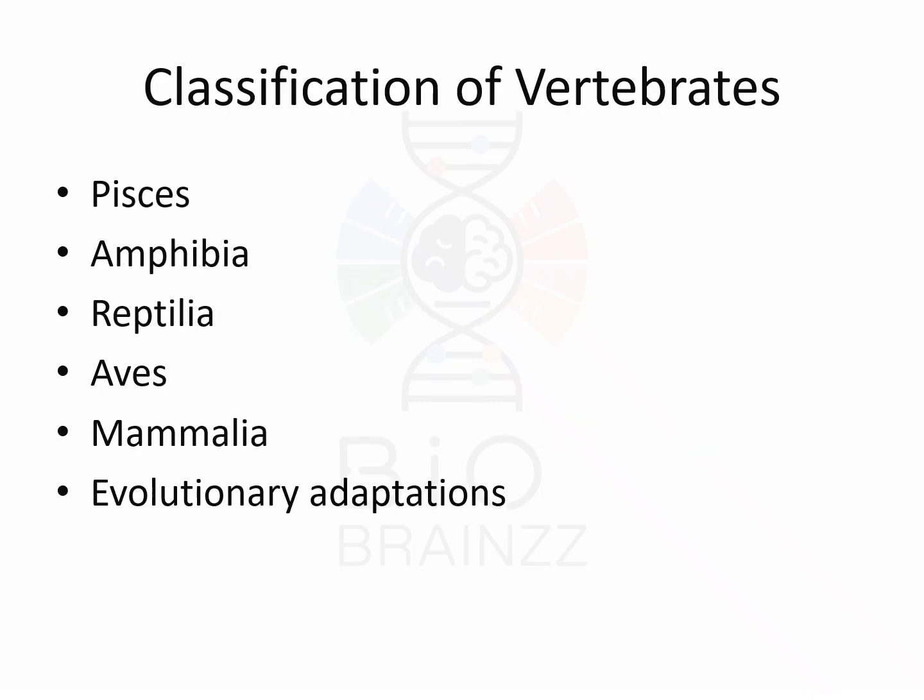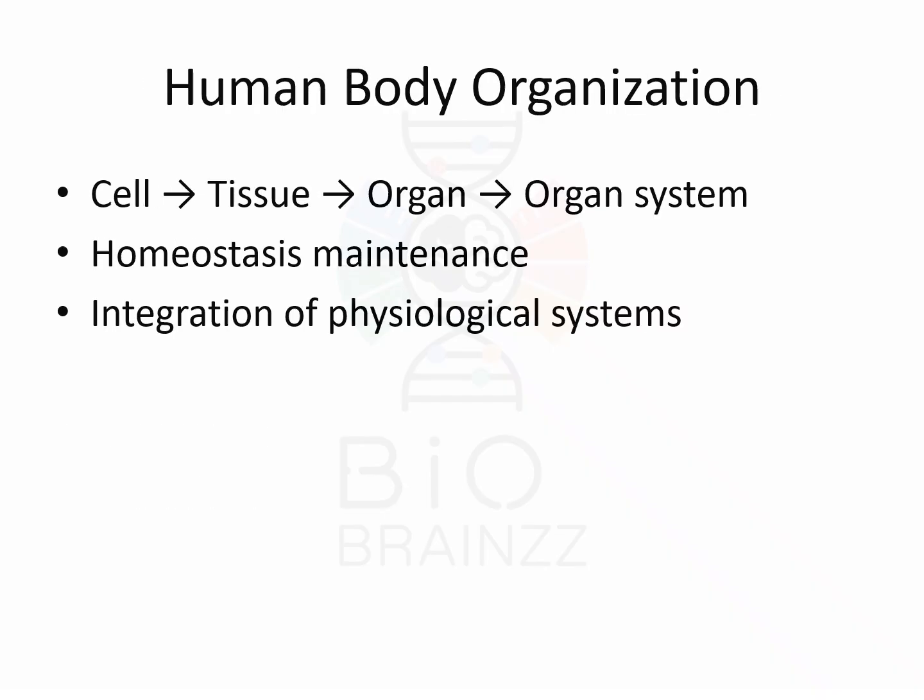Classification of vertebrates. Vertebrates are broadly classified into five major groups based on evolutionary and anatomical characteristics, which are listed in the slide. These are important CUET PG 2026 question aspects.